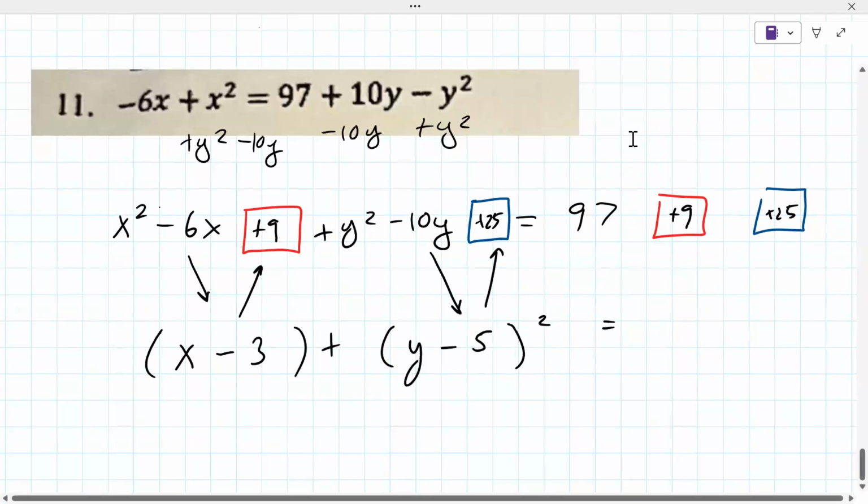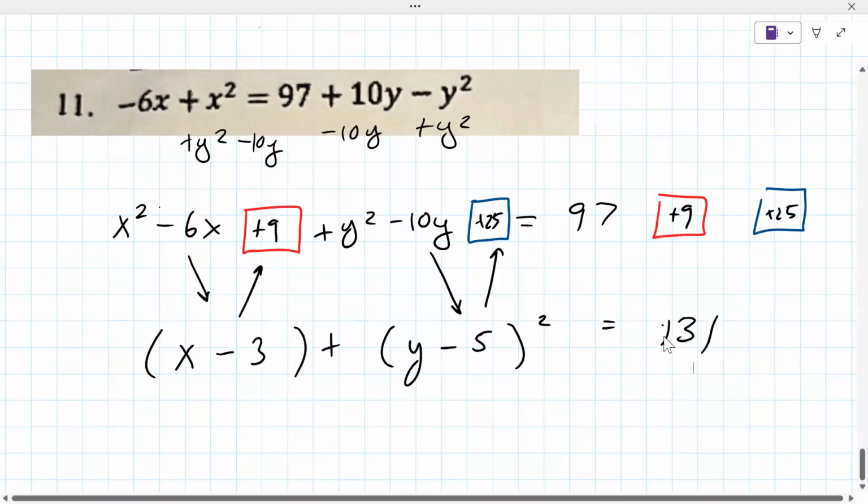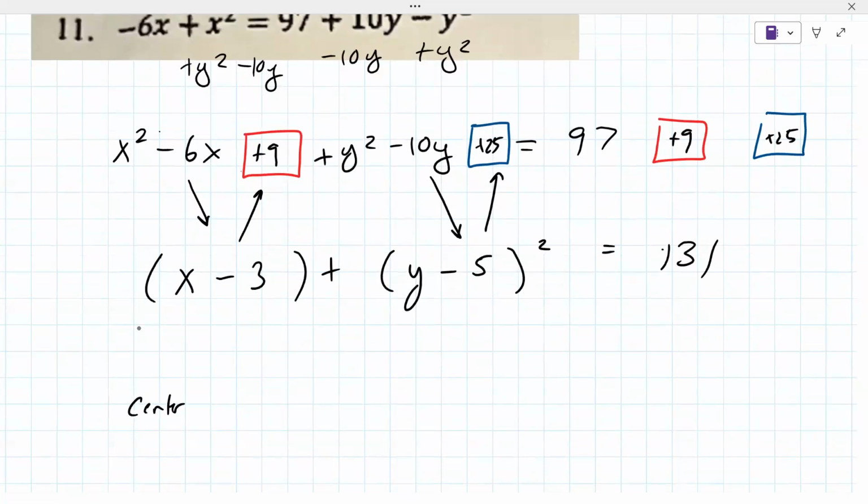131. Okay. So I think your instructor made a mistake here, because I think they meant it to be 121, because that's 11 squared. But who knows. So anyway, can you give me the center of the circle?